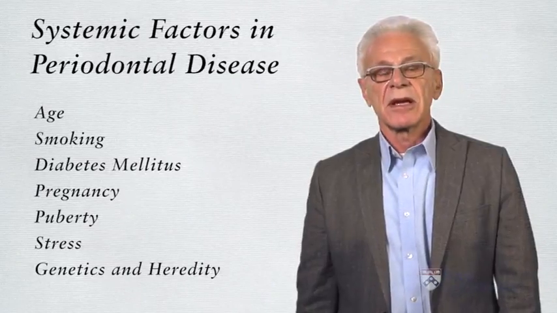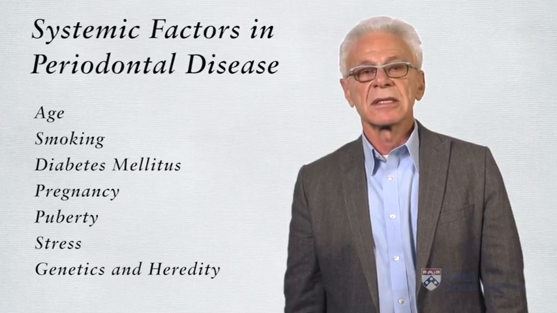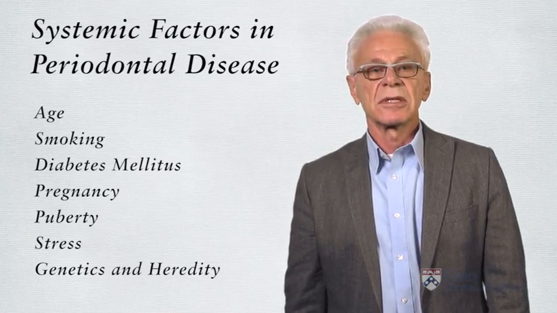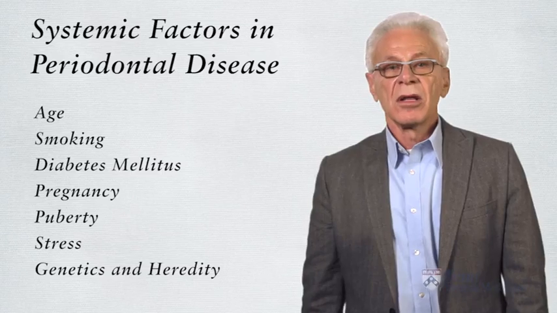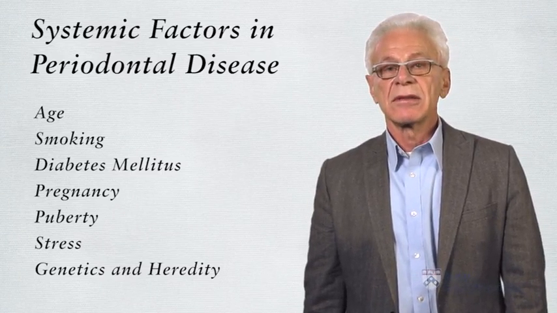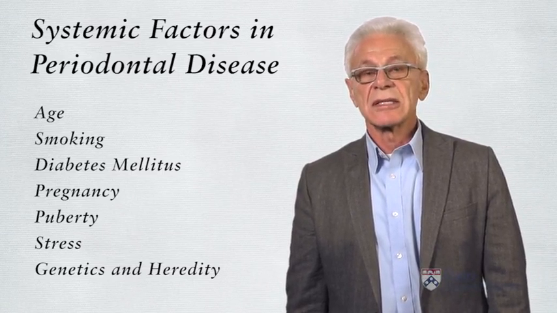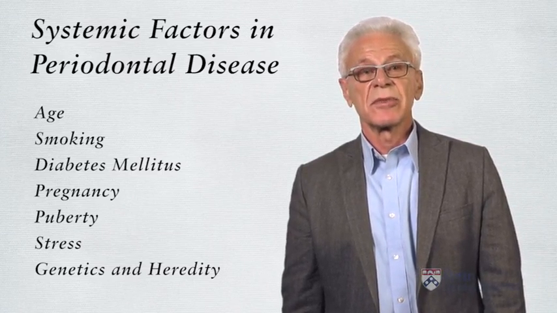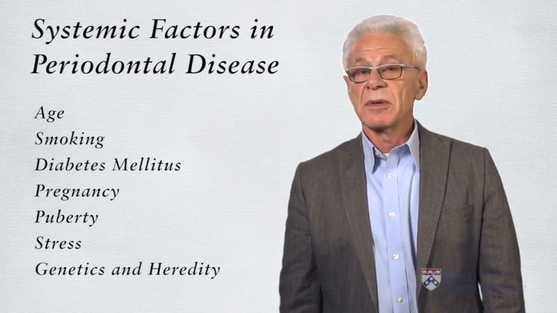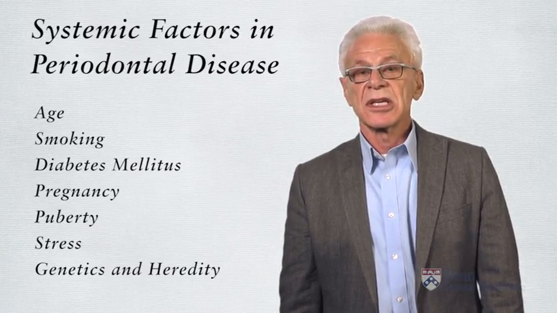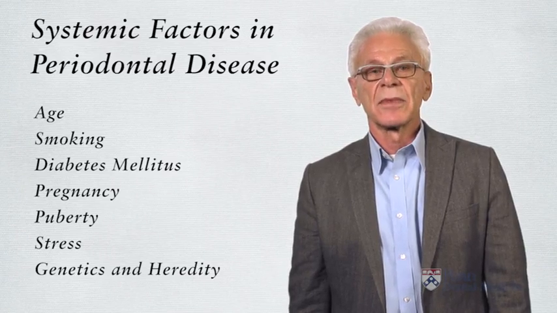The systemic factors include age, smoking, diabetes mellitus, pregnancy, puberty, stress, genetics, and heredity. Older people have a higher rate of periodontal disease. The Centers for Disease Control estimates that over 70% of Americans 65 years and older have periodontitis. Keep in mind, however, that association is just that. It is not an indication of cause and effect.